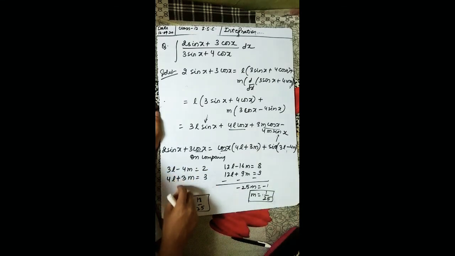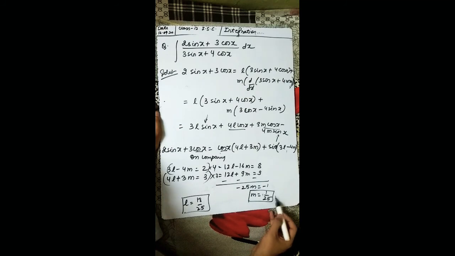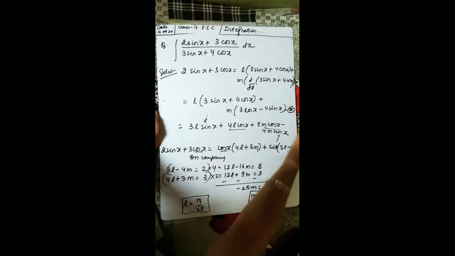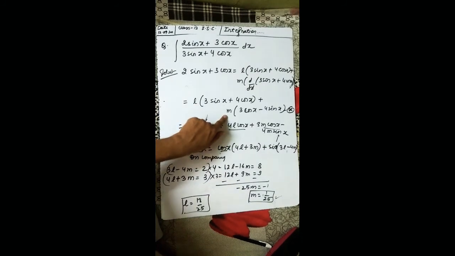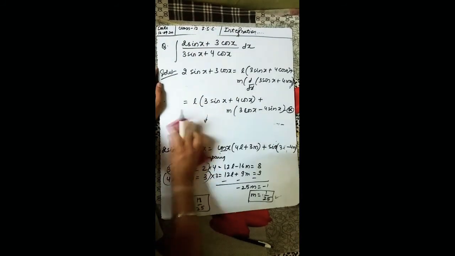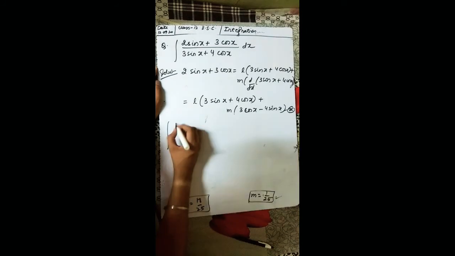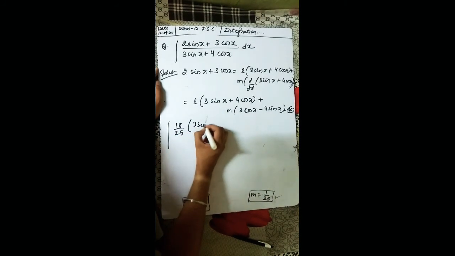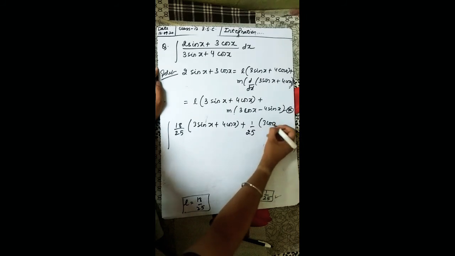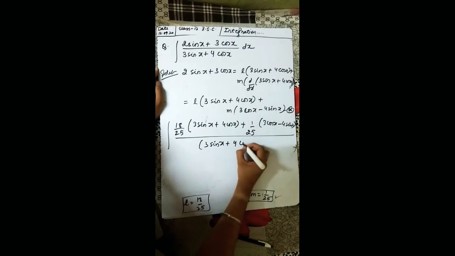Now these two are linear equations, and you know how to solve linear equations. On solving, I'm getting M equal to 1 upon 25 and L equal to 18 upon 25. As I told you, this will be your star equation, because we need to put the values of L and M here so that we can write the numerator in this form. So let us write 2 sin x plus 3 cos x as L, that is 18 upon 25 bracket 3 sin x plus 4 cos x, plus M, that is 1 upon 25 bracket 3 cos x minus 4 sin x, whole upon 3 sin x plus 4 cos x.